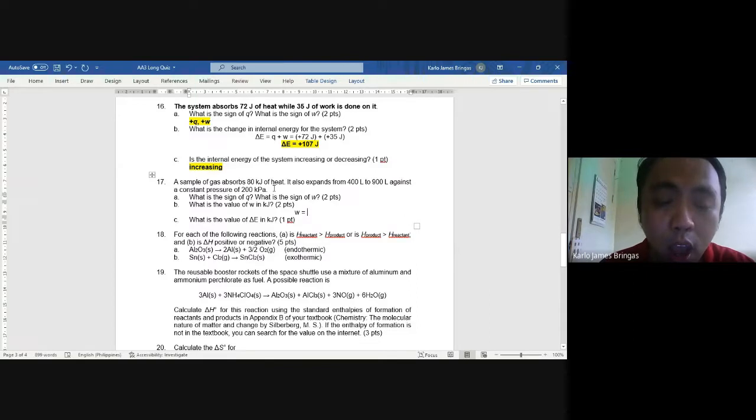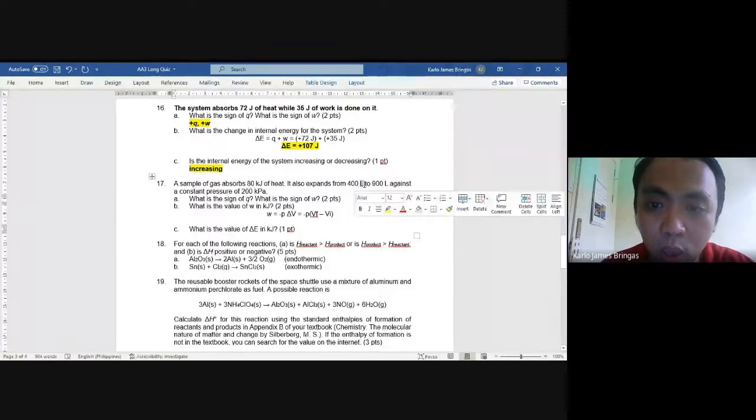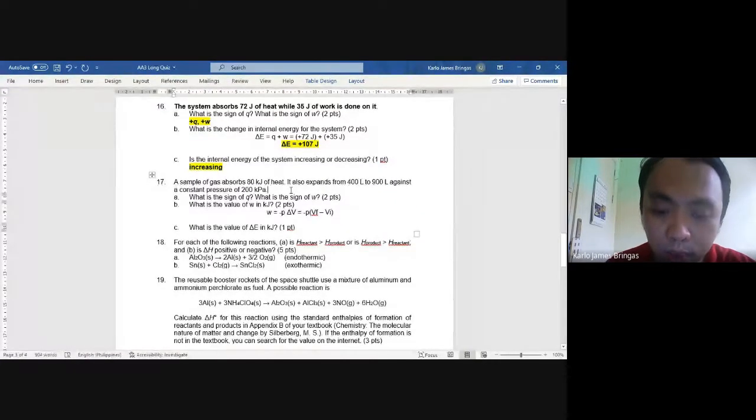Now, if you recall, our work being done by the gas as it expands is given by this equation that I'm typing right now. So work for an expanding gas is equal to negative P times the delta V, wherein our delta V is equal to the final volume minus the initial volume. So since we're looking for the work in kilojoules here, we need to first convert the unit of the volume, from liters into cubic meters.